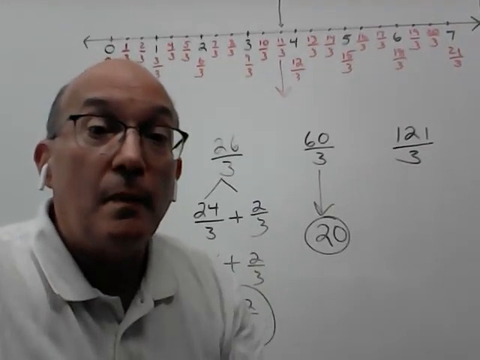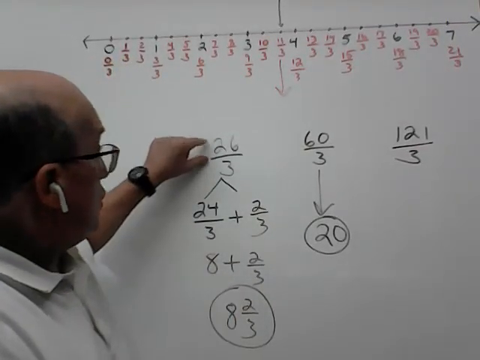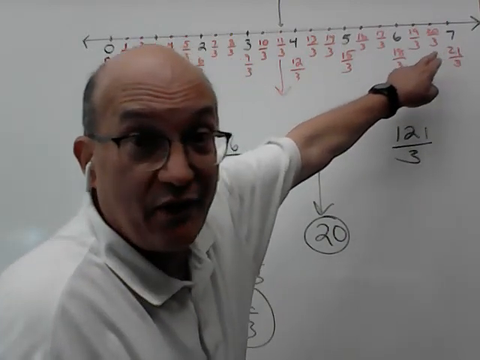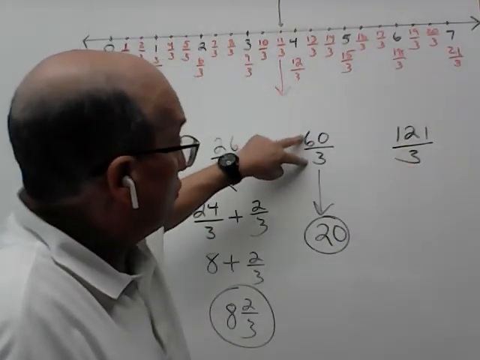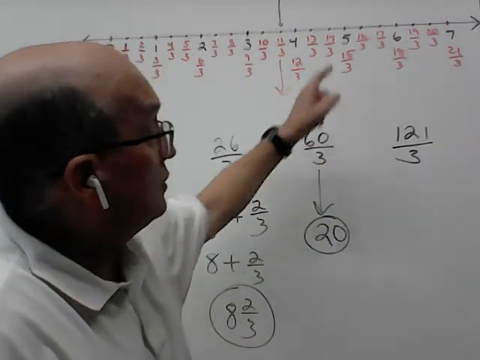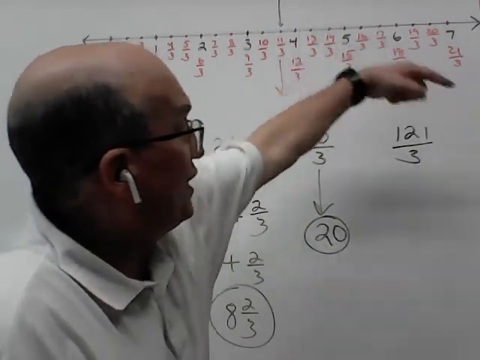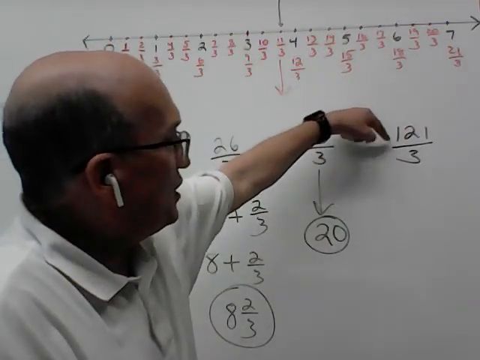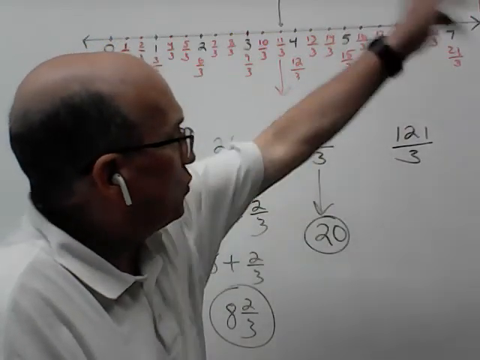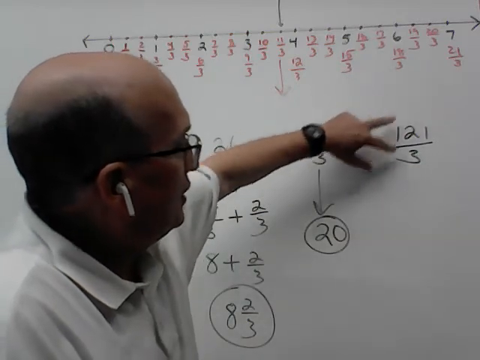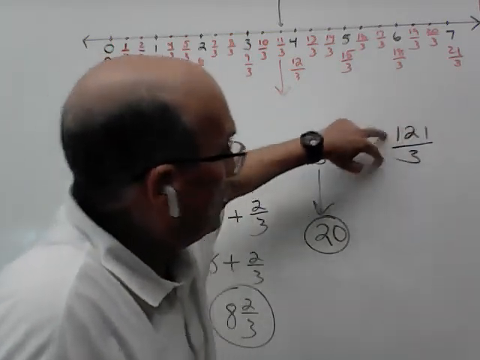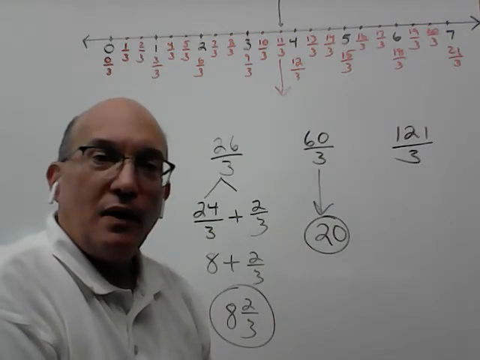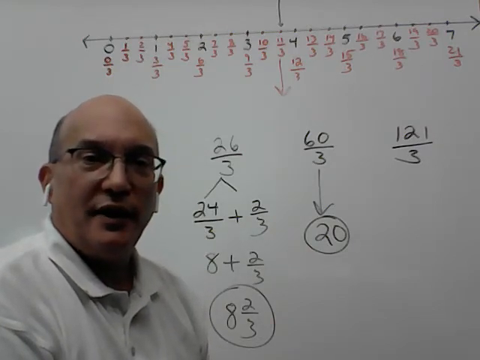Well, we could not show 26 thirds on this number line that only goes to about 7. And we certainly couldn't show 60 thirds, which goes to 20, on this thirds number line that I drew up here. Now this 60 thirds is way past the end here. And 121 thirds, of course, is even further down the line.